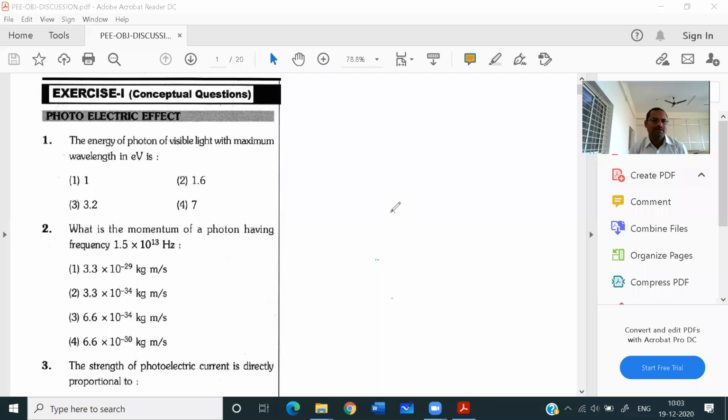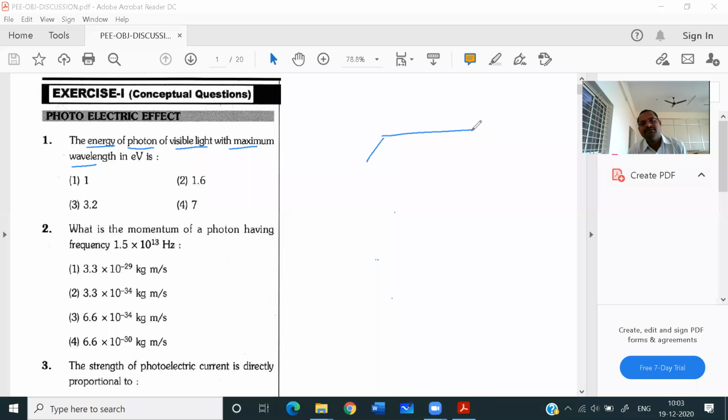Yes, let us start. Given that the energy of a photon of visible light with maximum wavelength is what? They are saying the energy of a photon of visible light with maximum wavelength. See, for example, there is one plate. On this plate, light of some wavelength is falling, which means photons are falling. And they are saying this light is visible light.